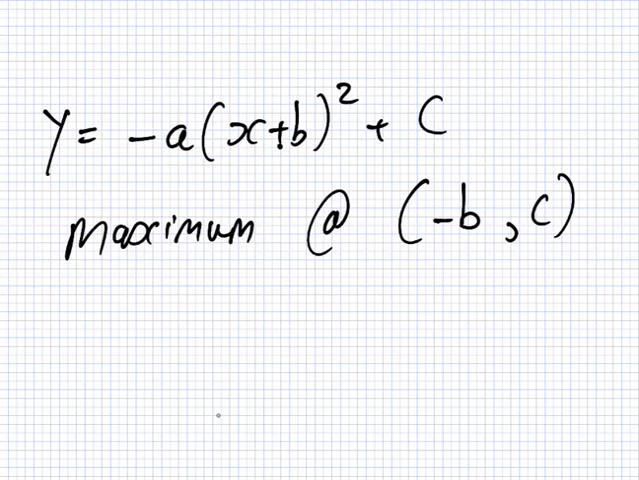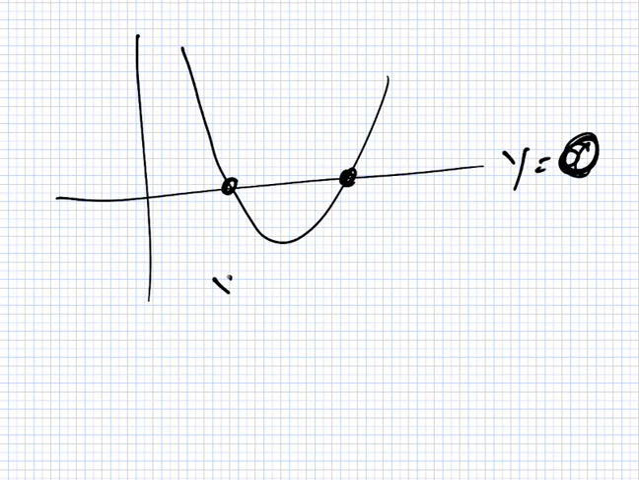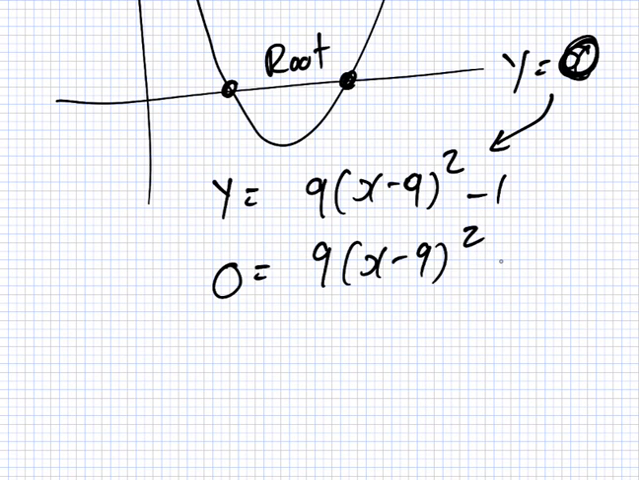Okay, so if I go back here, this point here and this point here is when y equals 0. So what is it? Y equals 9 times x minus 9 squared minus 1. Was that what I have? Yeah. Okay, so if I make y equals 0 to get the root, I have 0 equals 9 times x minus 9 squared minus 1. What should I do next?